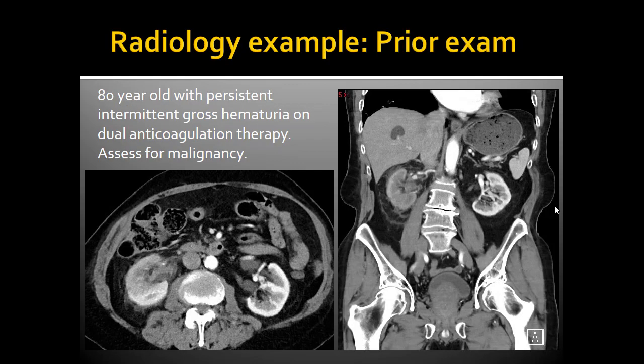Let's look at a radiology example of anchoring bias. This is a CT exam in an 80-year-old patient with persistent intermittent gross hematuria on dual anticoagulation therapy. The indication is to assess for malignancy. The imaging you're looking at is actually a CT performed 3 months ago on this patient. The radiologist interpreting the current exam looked at this prior imaging, and based on the hypoenhancement of the right kidney with associated perinephric stranding, felt that this likely represented pyelonephritis.